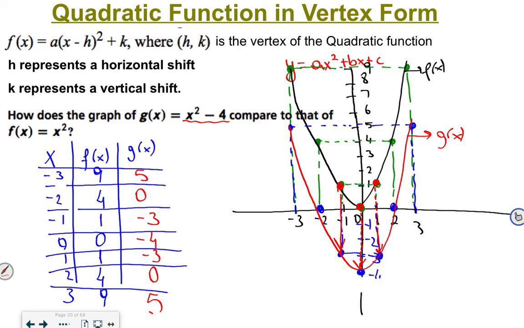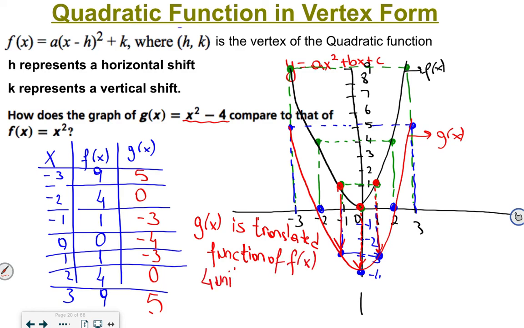We can write it down. G of x is the translated function of f of x 4 units down. Next slide.